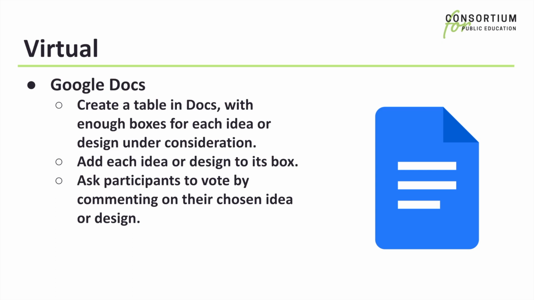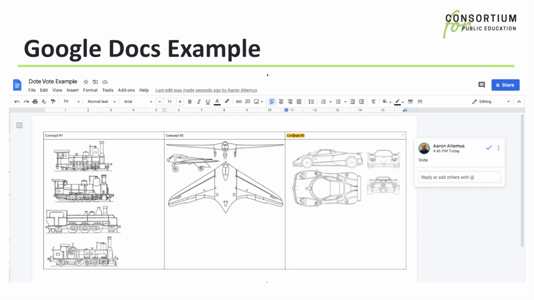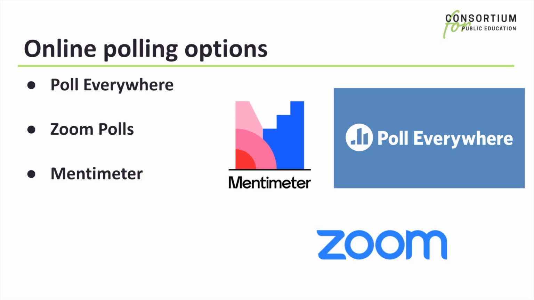Google Docs represents another virtual possibility. Create a table in Docs with enough boxes for each idea or design under consideration. Then add each idea or design to its own box. And lastly, ask participants to vote by commenting on their chosen idea or design, like this. And then, depending on your situation, the easiest option might be to use an online polling app. For example, Poll Everywhere, Zoom Polls, or Mentimeter.